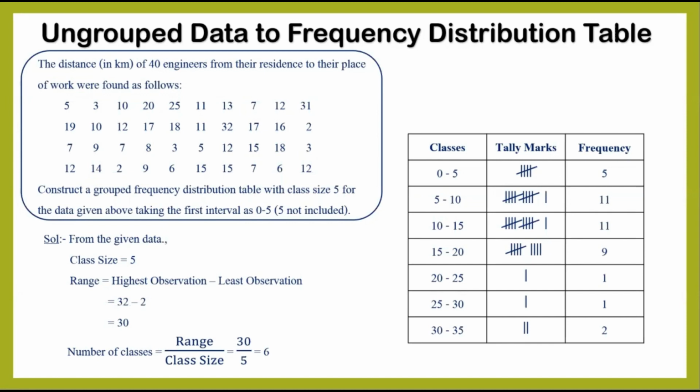Hope you are very much clear with this. Again, I'm reminding you of the points we have to observe here. Firstly, we have to find the class size, then the range, followed by the number of classes. Once all these three are ready, we can prepare the frequency distribution table hardly in 2 minutes.